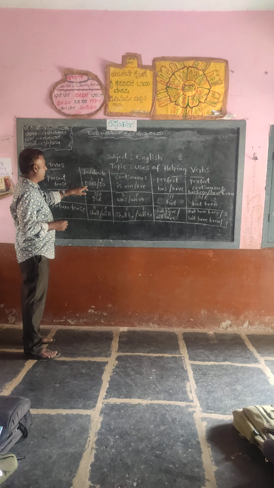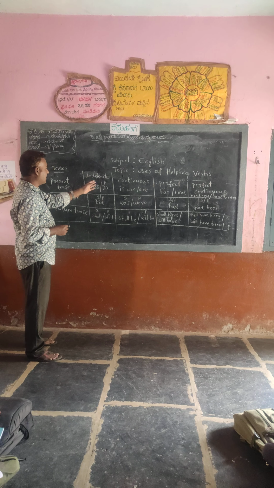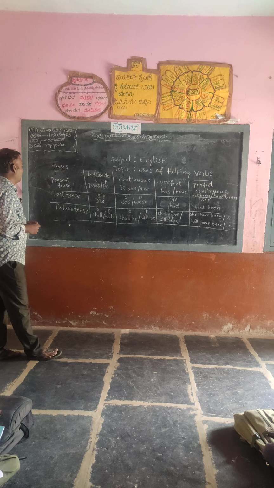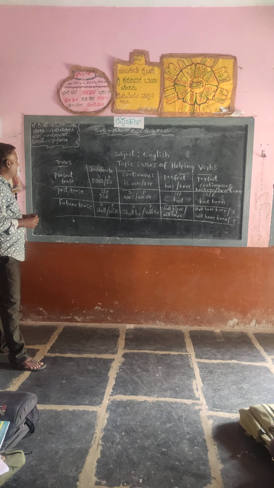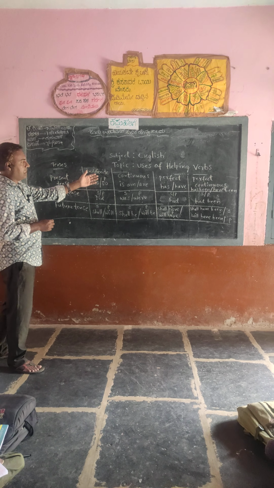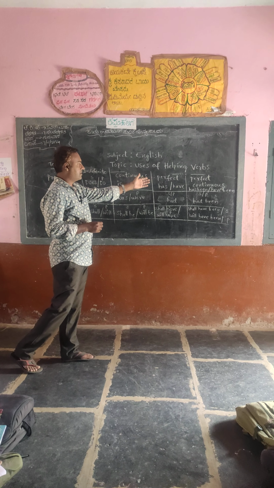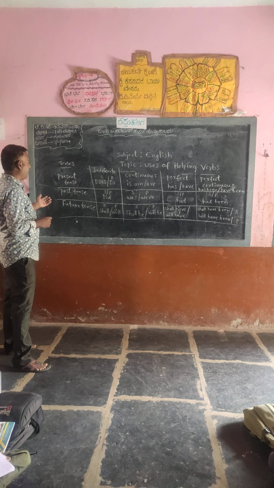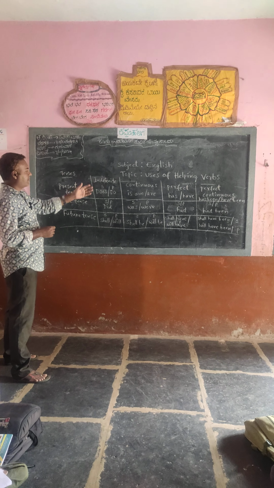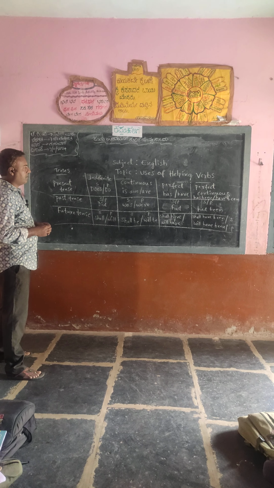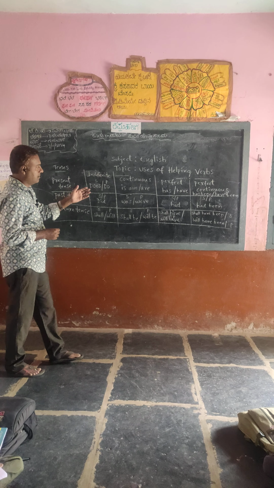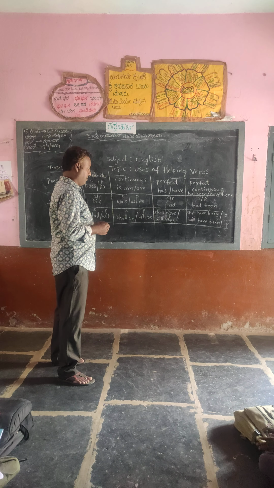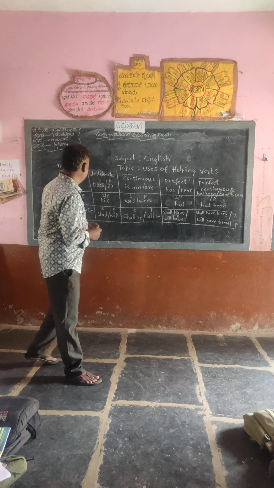Here in present indefinite we use does, do, and in present continuous we use is, am, are, and in present perfect tense we use has, have, and in present perfect continuous we use has been and have been. Again in past tense, in past indefinite we use did, and past continuous we use was, were helping verb, and in past perfect we use had, and in past perfect continuous we use had been.